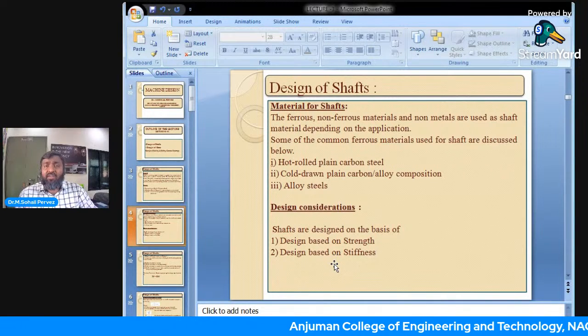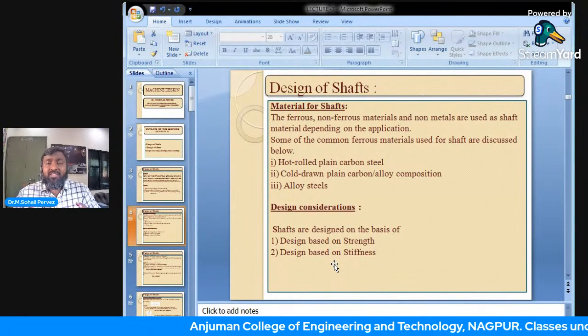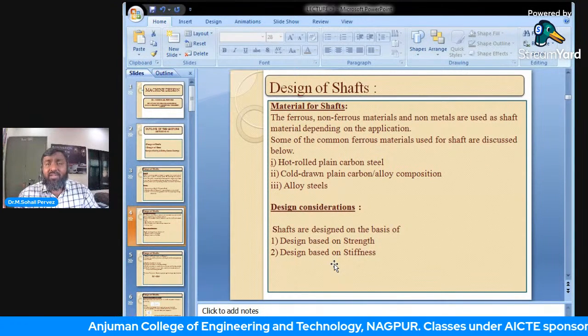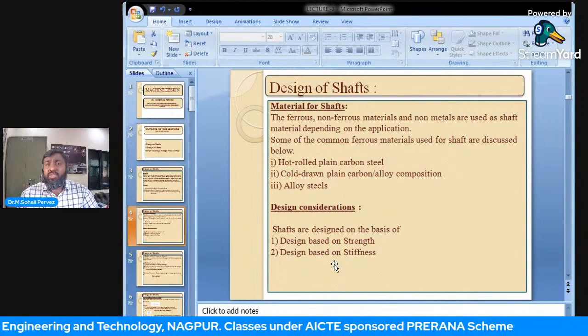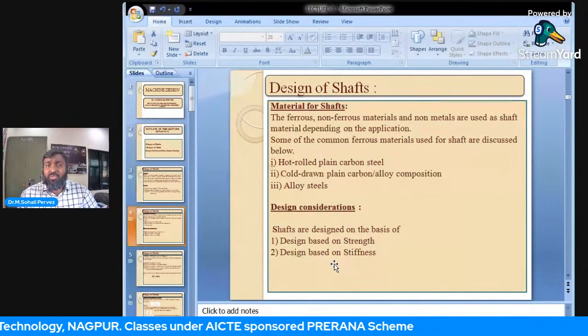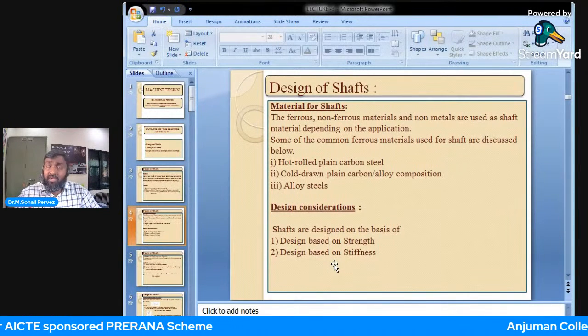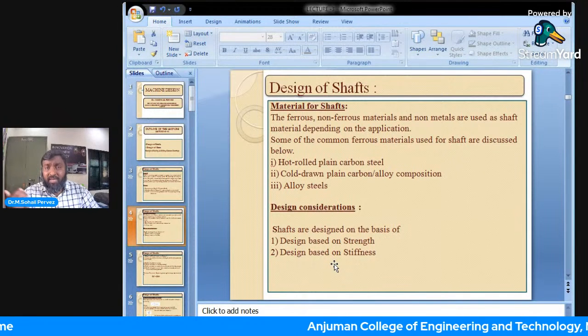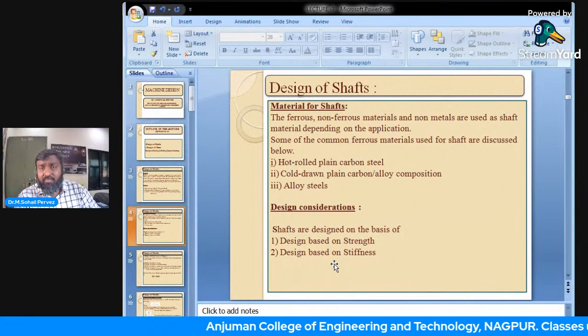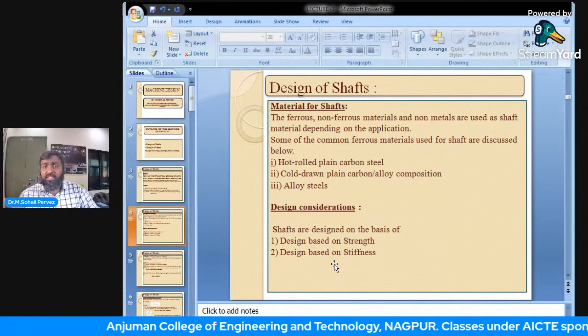Because when I say shaft, what is shaft? So shaft is a circular power transmitting element. Obviously, it will receive power from some source. So while receiving from some source, it means it will have some mountings over it. Definitely, it may receive power from the source in the form of belt drive, gear drive, or chain drive.